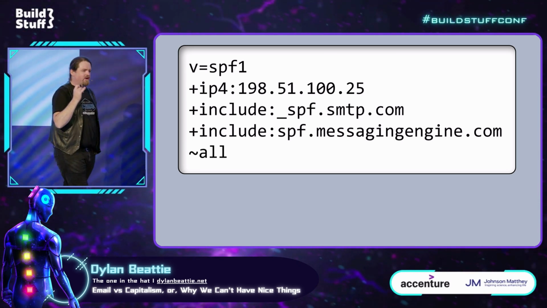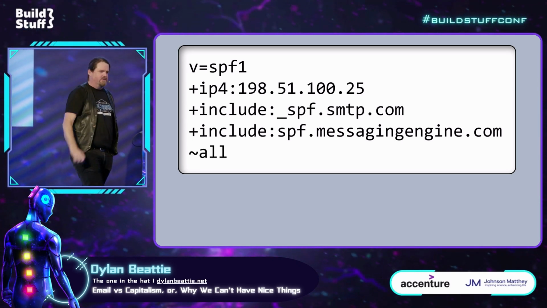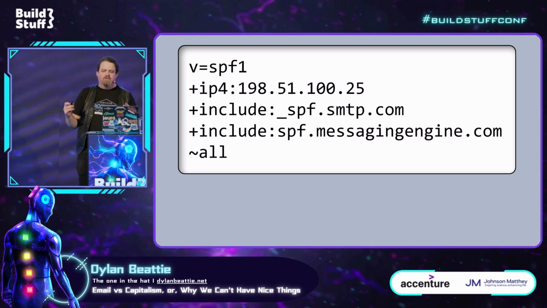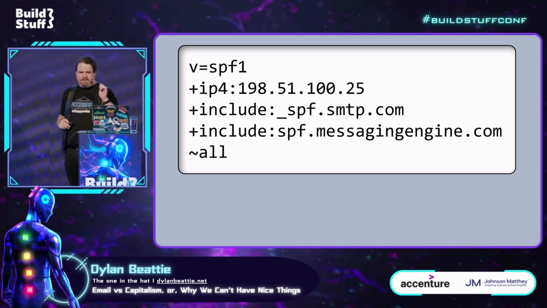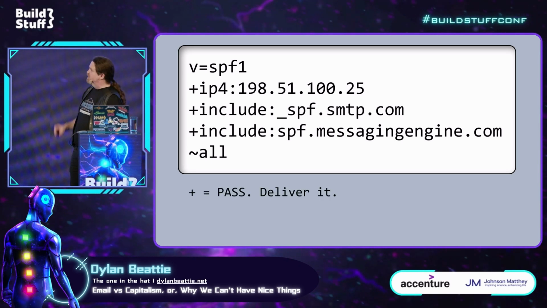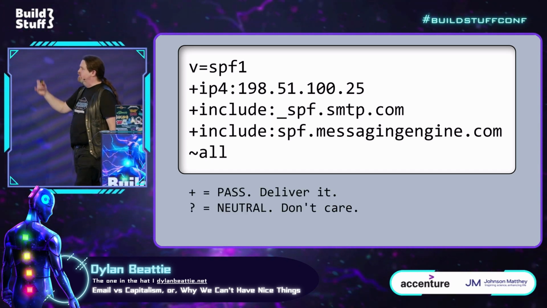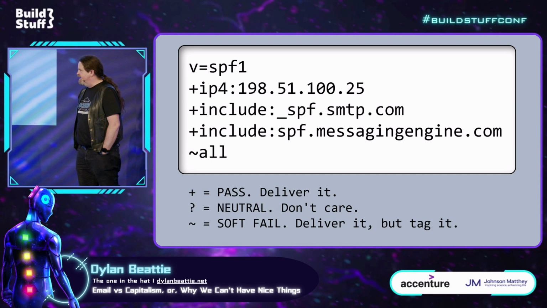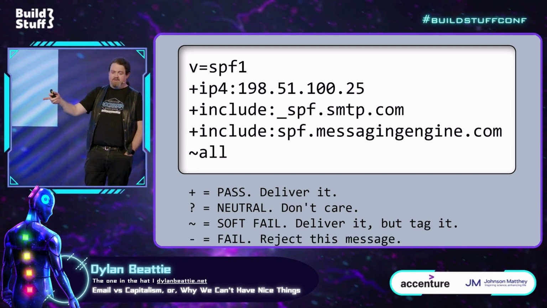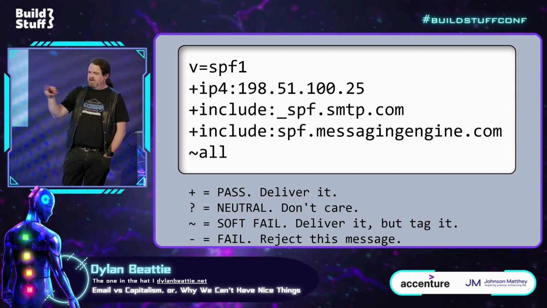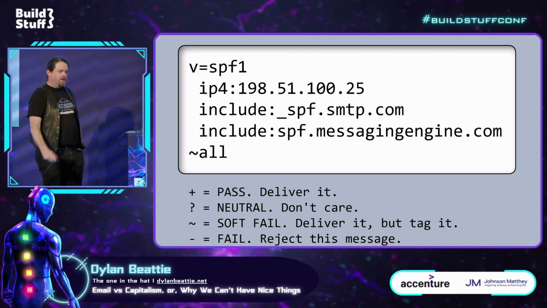And if it comes from anywhere else, then I got this little squiggle character in there, and that means a soft fail. It means deliver it, but put a stamp on it saying, hey, this thing looked suspicious. Please don't trust it. And the plus here is optional, so normally plus means deliver it. Question mark means you don't care. That's a soft fail. And I could put a hard fail. I could say this address is allowed to send email, and anything else, no, just cut it off. Don't deliver that. And the plus is implicit.